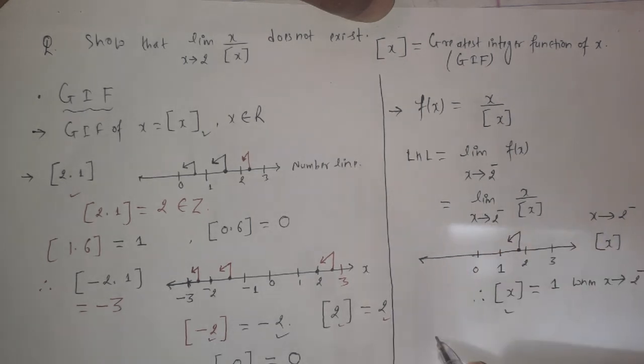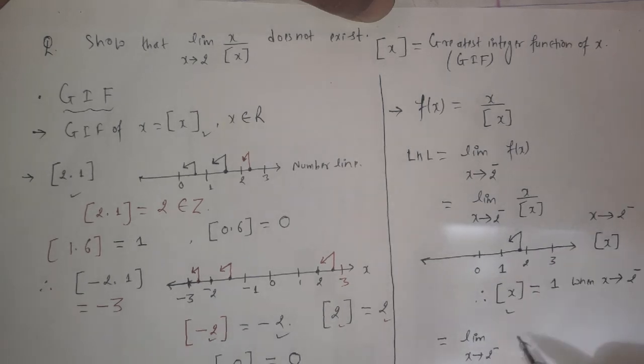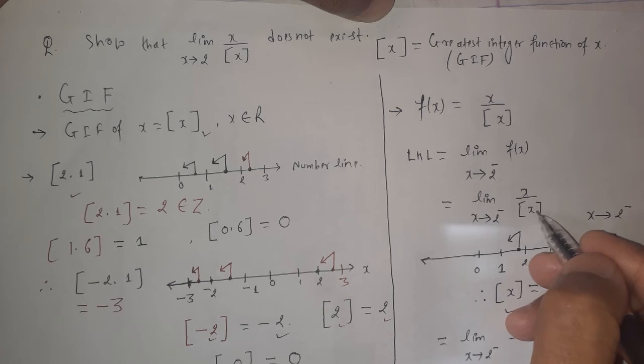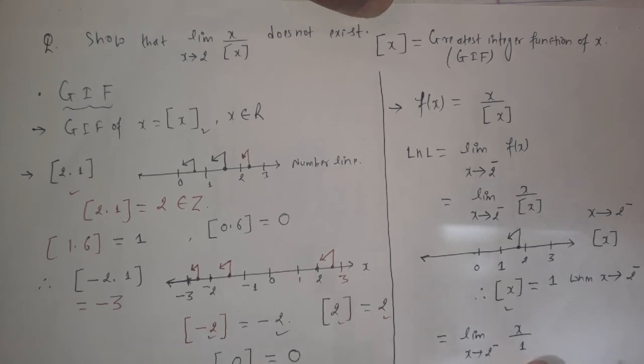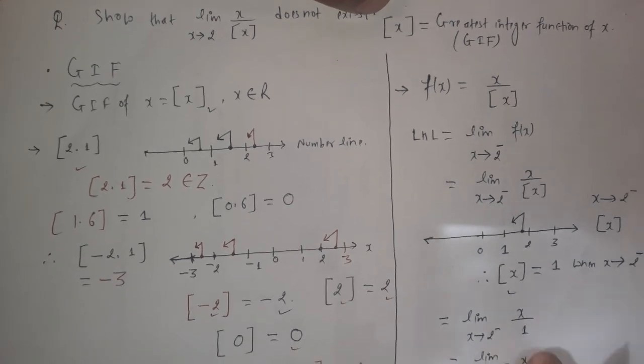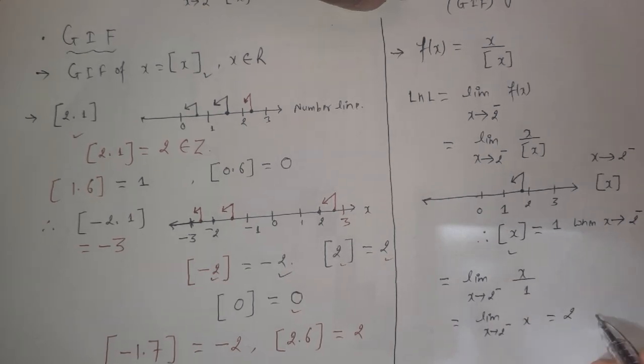So let's substitute the value. Here the limit as x approaches 2 from the left of x over the greatest integer of x, where the greatest integer of x is 1, becomes the limit as x approaches 2 of x. For the calculation of the limit, we first plug in the values. Plug in the value 2, which is defined, so the limiting value is 2. Here we calculate the left-hand limit of that function as 2.